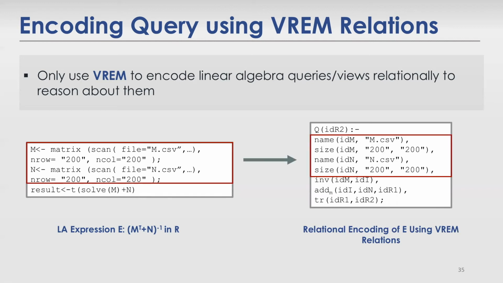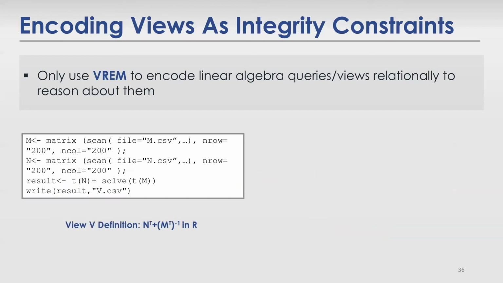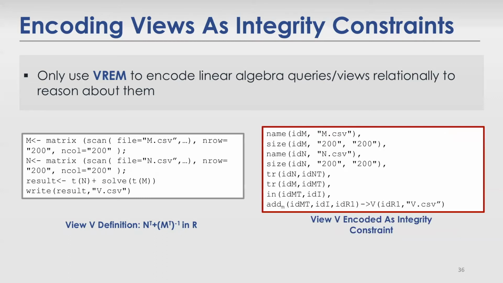for example, in the first part, is encoded as a name relation, and the information about the dimensionality of the matrix is encoded as a size relation. As for the linear algebra expression part, we encode the inverse of matrix M using the inverse relation, then we encode the addition with matrix N using the add relation, and finally, the transpose is encoded using the transpose relation. As for each view defined in a linear algebra program, it will be translated into a relational constraint. The constraint shows how the view's inputs are related to its outputs over the encoding relation schema.